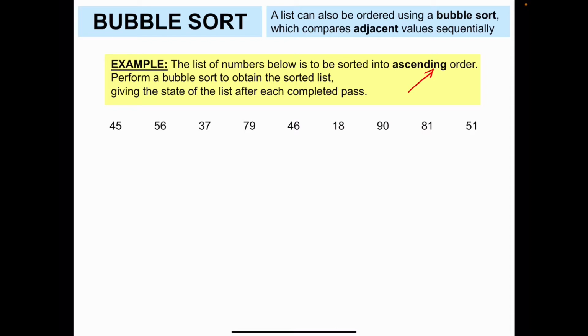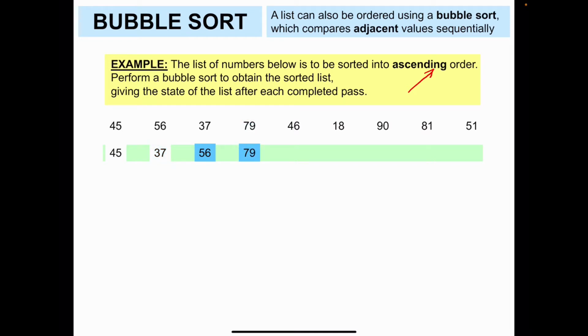That means 45 and 56. I'm going to write it down. Because these two are in order already, from the smallest to the biggest, I just leave it. This is fine. Then I'm looking at 56 and 37. Obviously you don't have to write it down; you can do the comparison in your head. But 56 and 37 are not in order, which means I can switch them. Then I carry on, 56 and 79. These two are in order, so I just write 79 down.